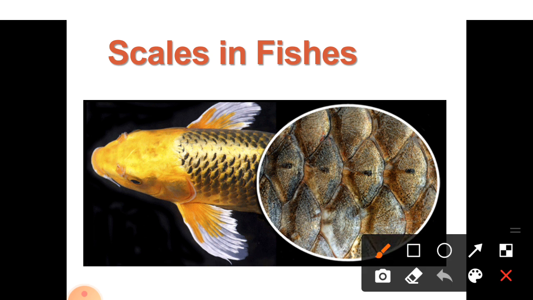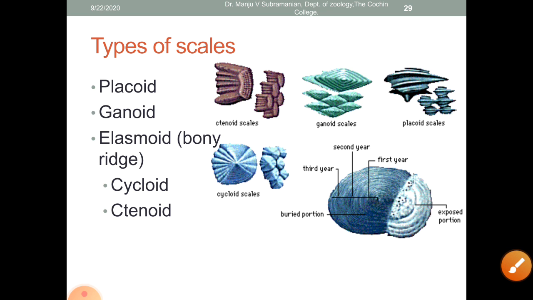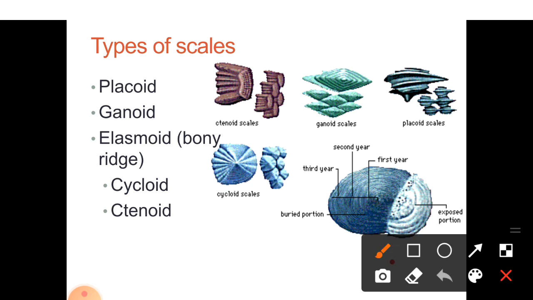The scales can be classified into different types based on their structure. Number one, they are the placoid scales. Then two, the ganoid scales. Then there are the elasmoid scales. Then there are the cycloid scales, and the ctenoid scales.